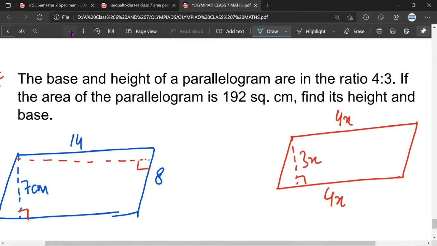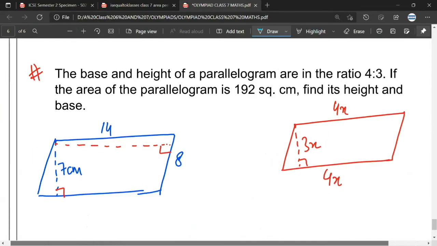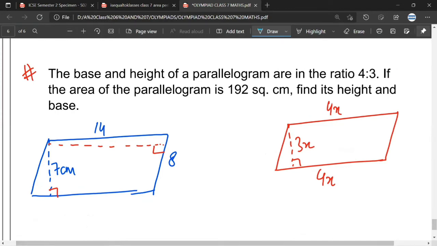Okay, so let us try to do this question. The base and height of a parallelogram are in the ratio of 4:3. So I have this parallelogram, let me call this ABCD. Now the base and the height are in the ratio 4x:3x. If the area of the parallelogram is 192 centimeter square, find the height and the base. Mr. Sarthak, how should I do this question?